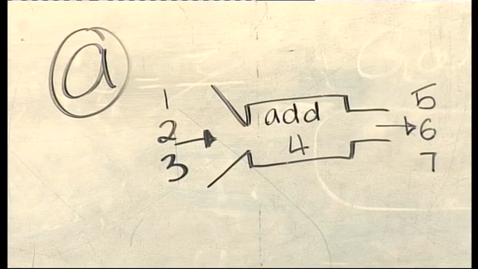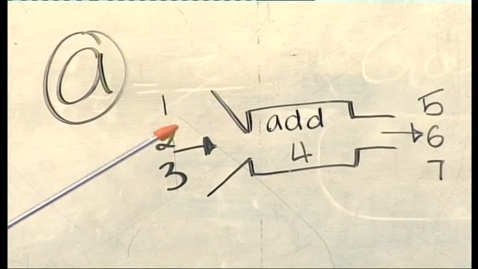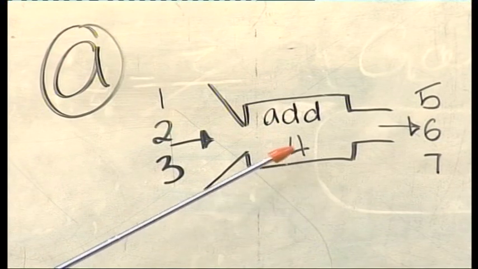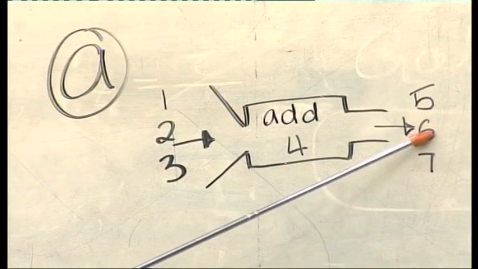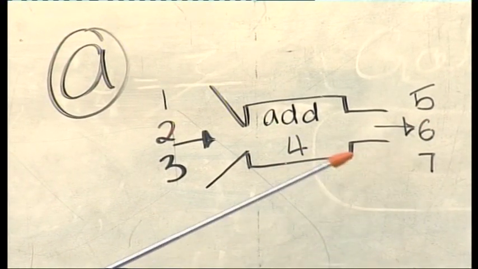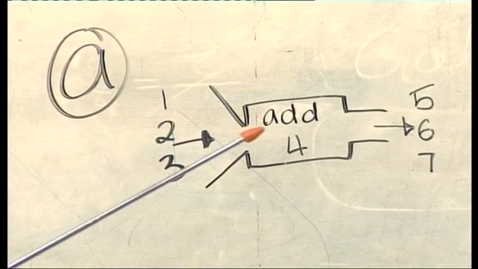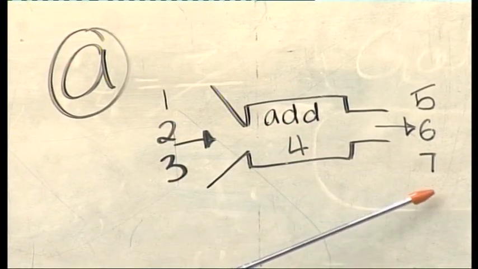1, 2, 3. Good. Now, the mixer here, or the function here, says add 4. So we'll start with input number 1. Input 1, add 4 or plus 4 is equals to 5. Is that correct? Good. And input 2, add 4, answer is 6. Very good. Input 3, add 4, the answer is 7.